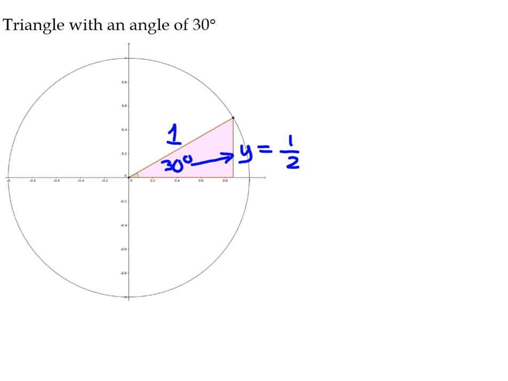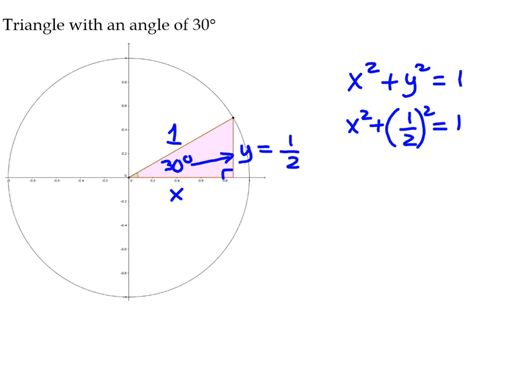And then, if you remember using the Pythagorean rule to figure out the trig circle, you know that x squared plus y squared is equal to 1. So then we have x squared plus (1/2) squared is equal to 1. So you should be able to do that on your own. I'm just going to show you the steps. So then you would have this.